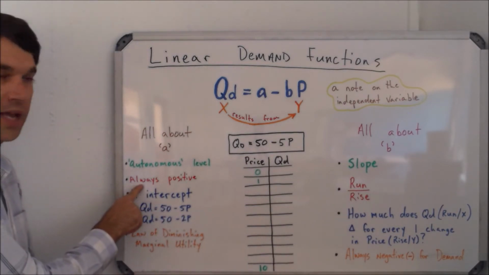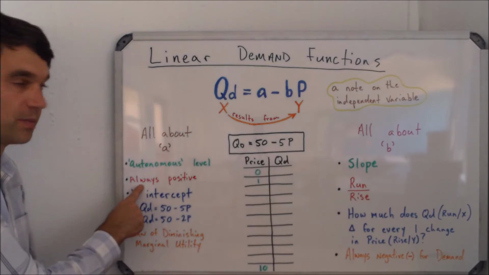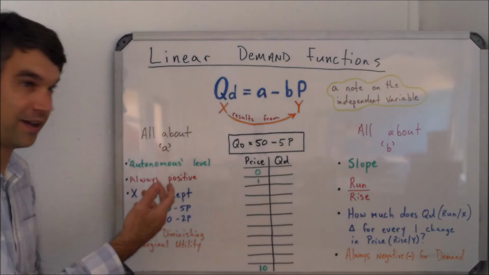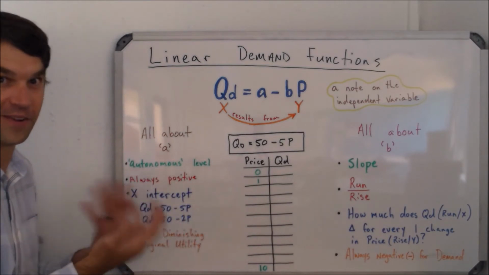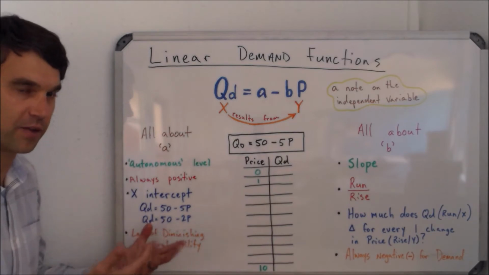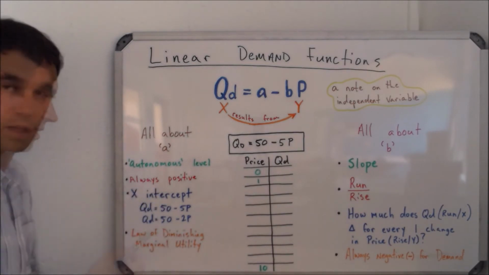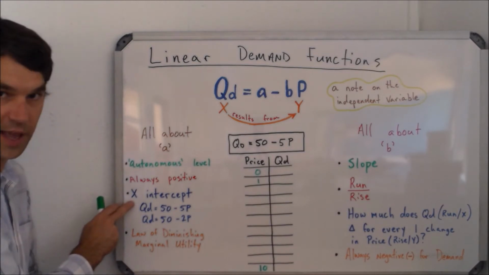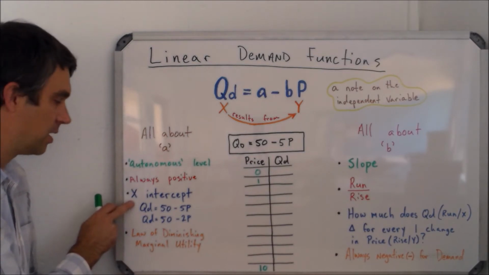It will always be a positive number. The autonomous level of demand can't be zero and it can't be negative. If demand for a product is zero, well then there is no demand for the product, so we don't talk about it. And you can't have negative demand for a product, so it has to be positive. Another feature of the A variable is that it will also always be the x-intercept when you graph it.